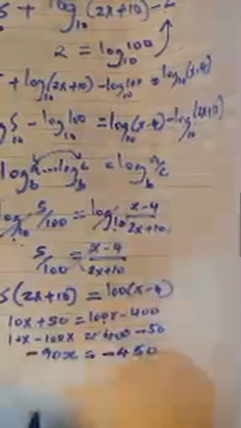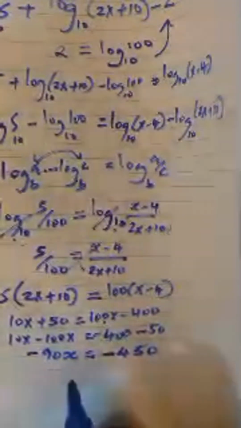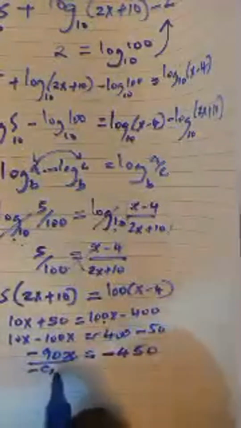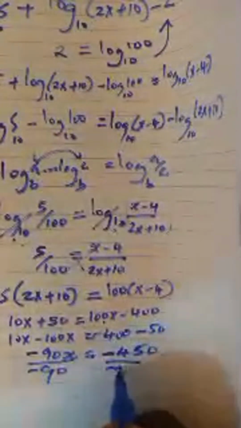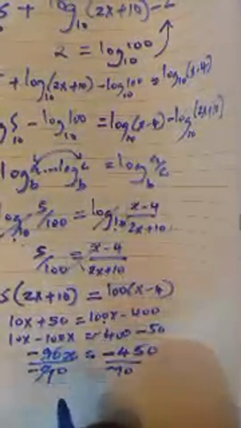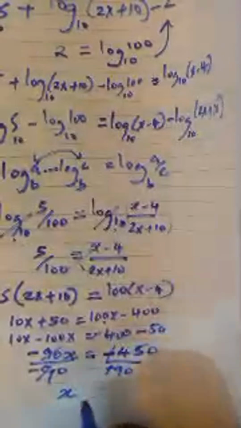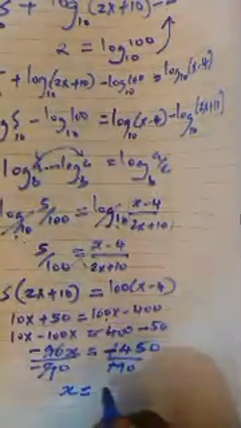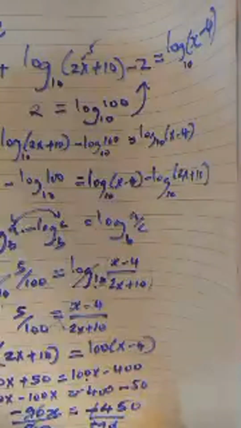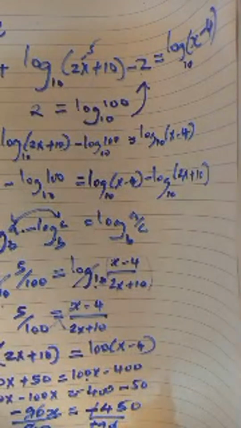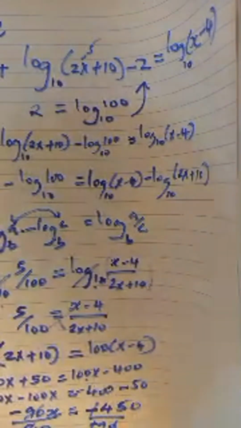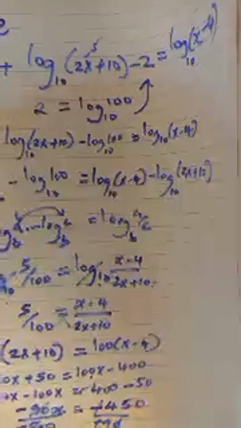So that is negative 90x is equal to negative 450. Then of course, I can divide by negative 90 on both sides, and then I'll have x as 5. The value of x is 5, which is the solution. So if I put 5 here, then the equation will be complete.